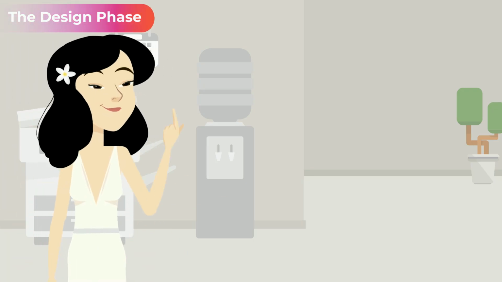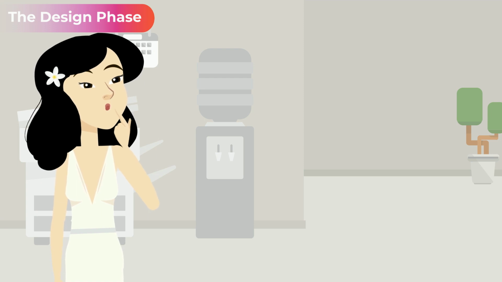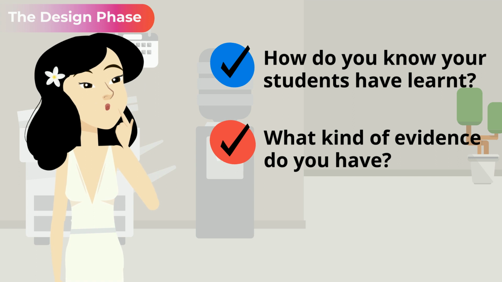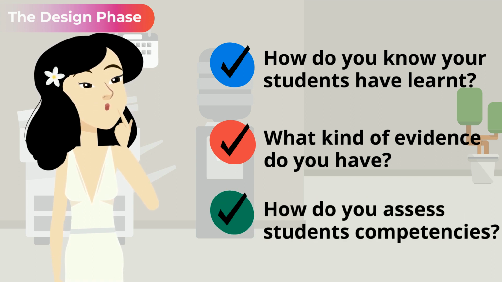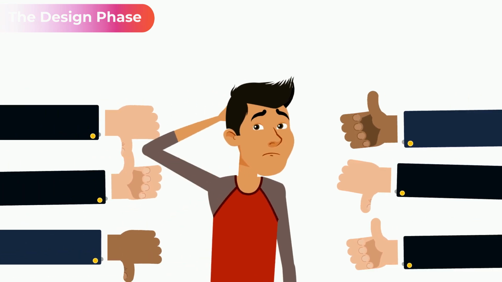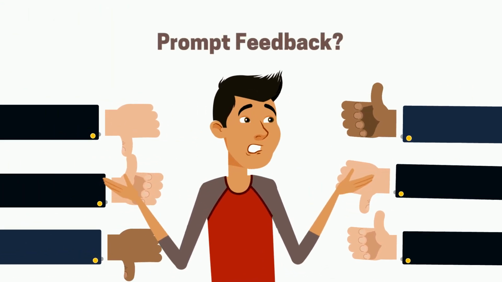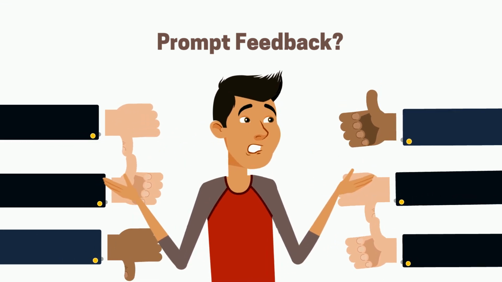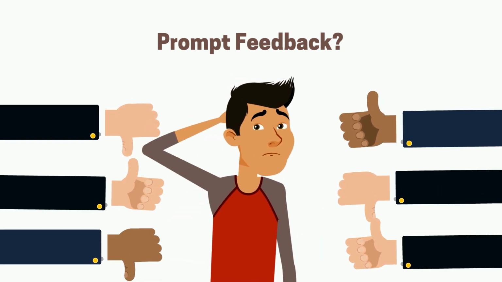And you have to consider the assessment. So, how do you know your students have learned? What kind of evidence do you have? How do you assess student competence? And what kind of feedback mechanism would you use? Just like face-to-face learning, online learning will require prompt feedback. So we know how the students are doing in our lessons.